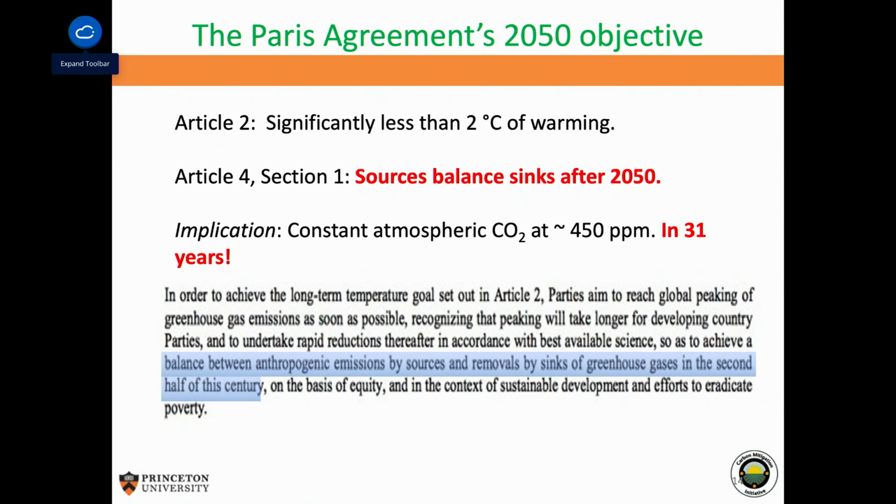Interestingly, the Paris Agreement, which is going to be renegotiated now, like this week, right? This week and next, says that sources must balance sinks after 2050. Balance between anthropogenic emissions by sources and removals by sinks of greenhouse gases in the second half of this century is what it actually says. So there'll be a balance, achieve a balance in the second half of the century.